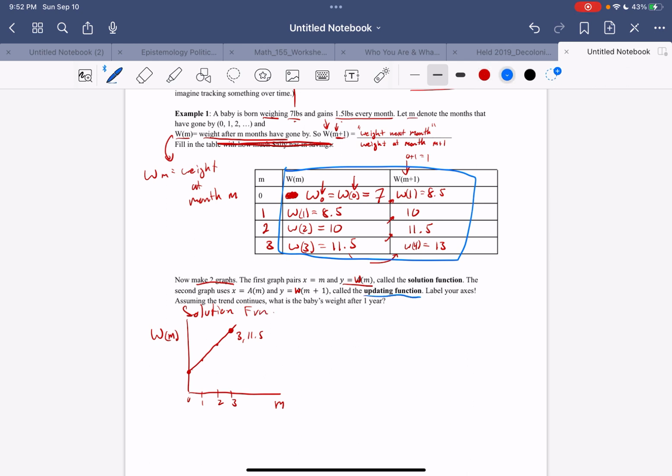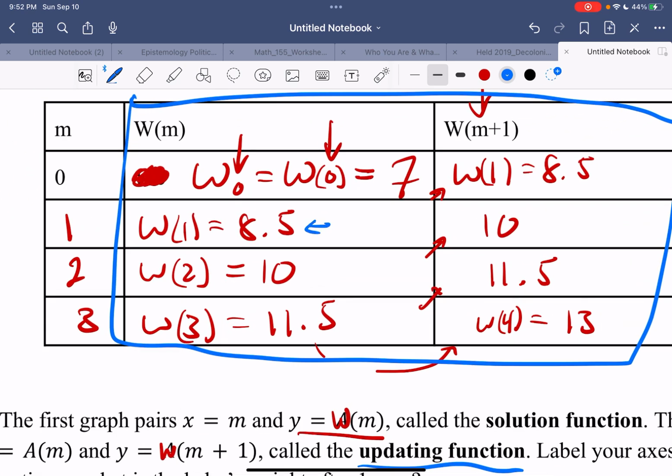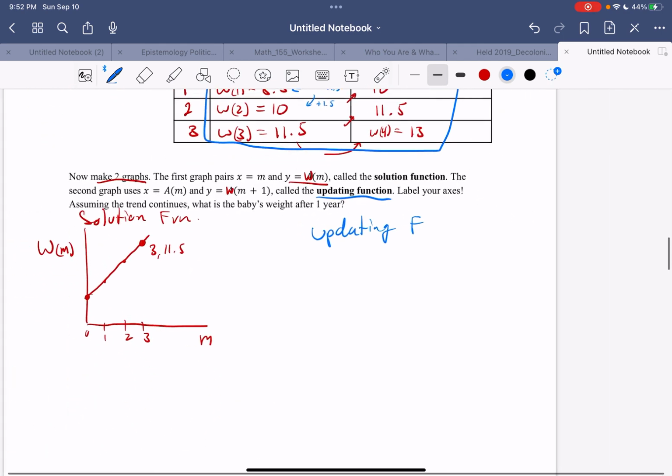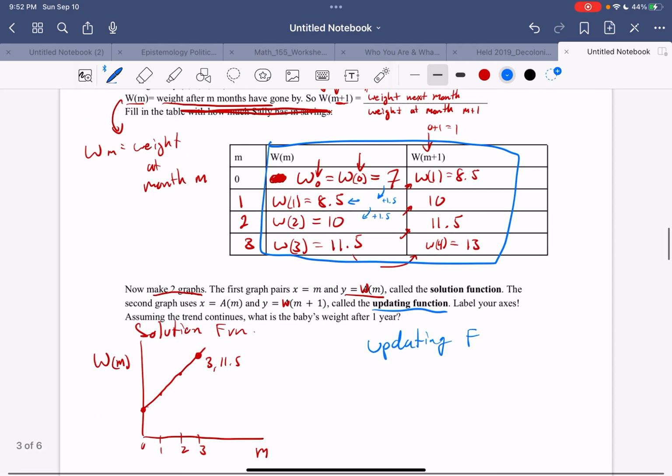And then we're also going to have something called an updating function. It's called that because this is how you update your list. When I computed 8.5, all I did was add 1.5 to 7. And when I computed 10, all I did was add 1.5 to 8.5. So when I update my list, I'm performing a function. The input for that function is a weight, and the output is a weight.